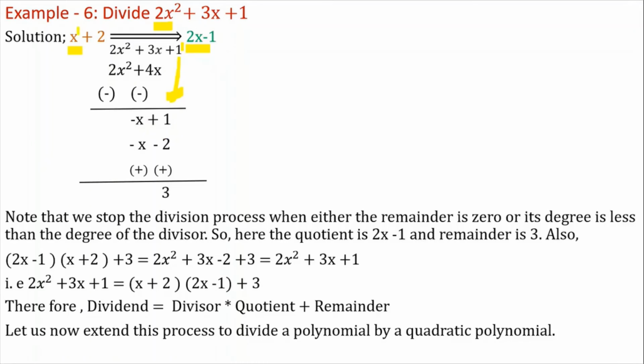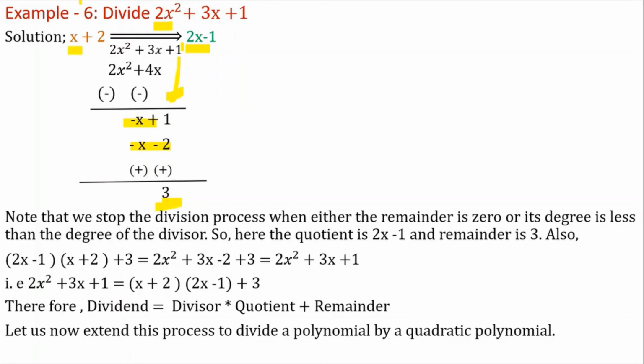Now the power here is 1, and the required power is also 1. To get minus x, I want to multiply by minus 1. If I multiply the whole divisor by minus 1, I get minus x minus 2. Then again I change the signs. Here it is minus, so I change it to plus, and here also it is minus, so I change it to plus. Now I am getting 3.